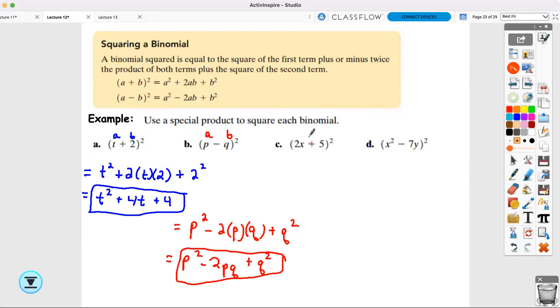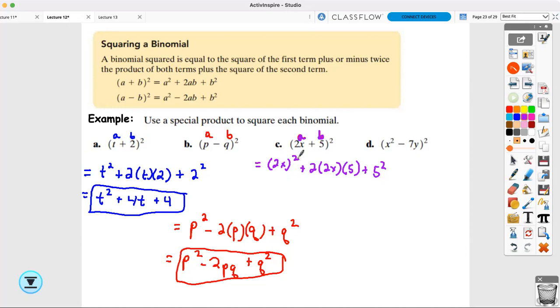All right, let's take a look at C. So I'm gonna label A and B. And it's A plus B, right? So the top one. So isn't it equal to, I'm gonna switch my color up, right? So this was A and B. So then it's equal to A squared. But A isn't just a letter anymore. It's a number and a letter. So it's gonna be parentheses 2x squared, plus 2 parentheses. A is 2x and then B is 5, plus B squared, which is 5 squared.